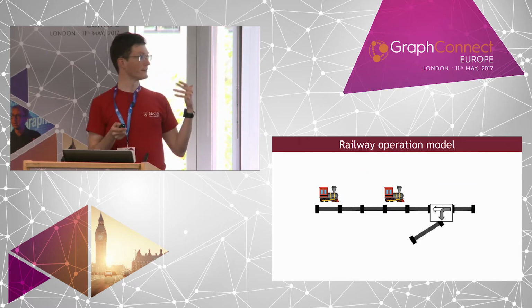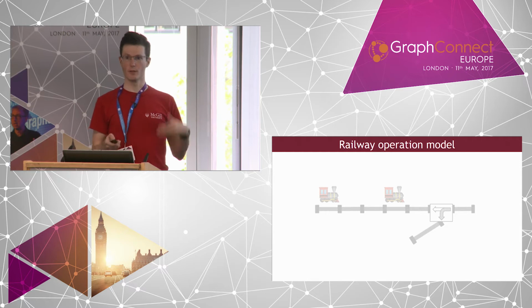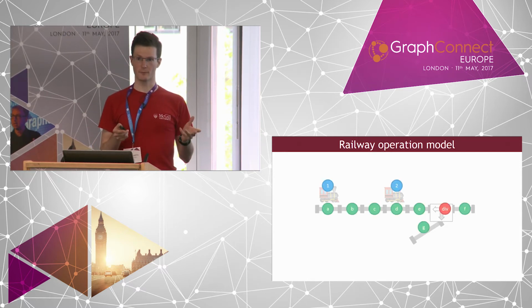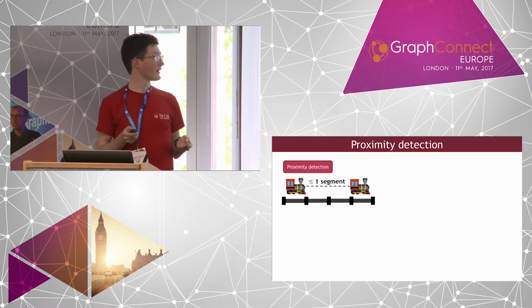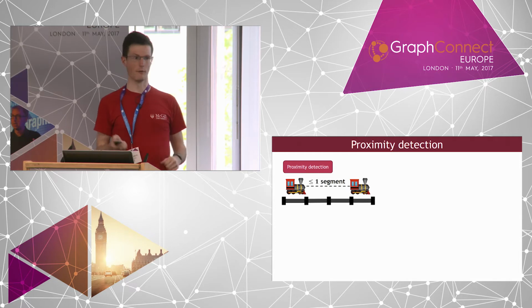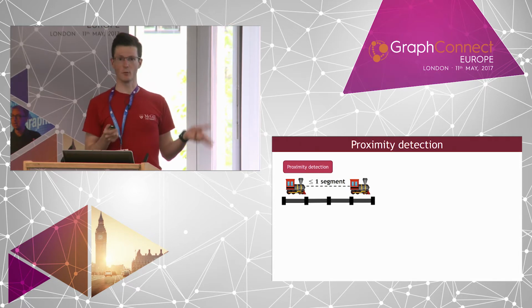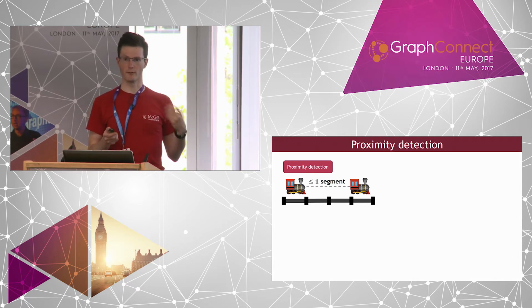We can model this as a graph pretty intuitively. We just assign a node for each segment, a node for each train, and then add edges that a train is on a particular segment. The segments are connected to the next, and so on. And once we have this, we can capture the constraints with graph patterns.